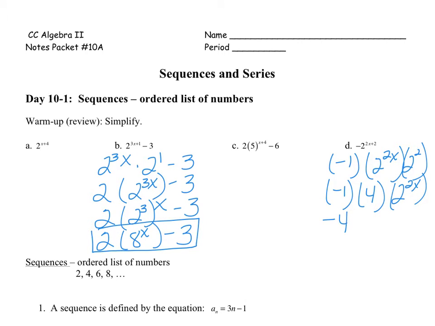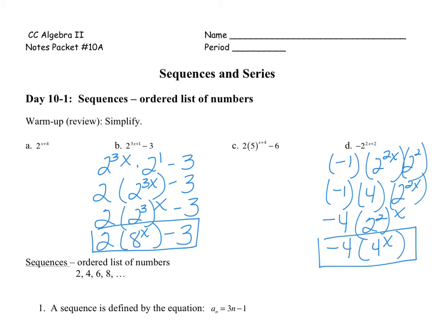Now let's take a look at that 2 to the 2x. Ooh, multiplying exponents, so again, power to a power rule. 2 squared raised to the x. So now I have negative 4 times 4 to the x. So there's my simplified form. Again, just a little bit of review.